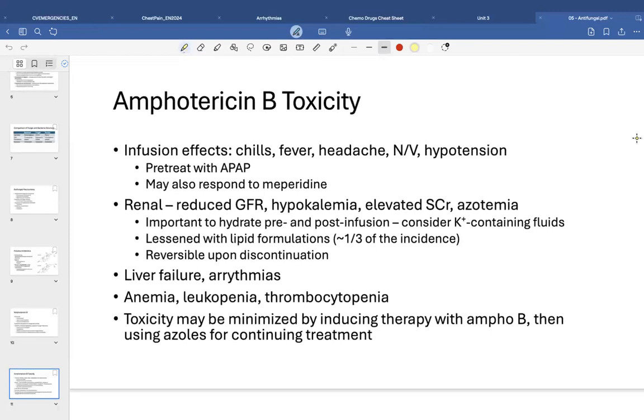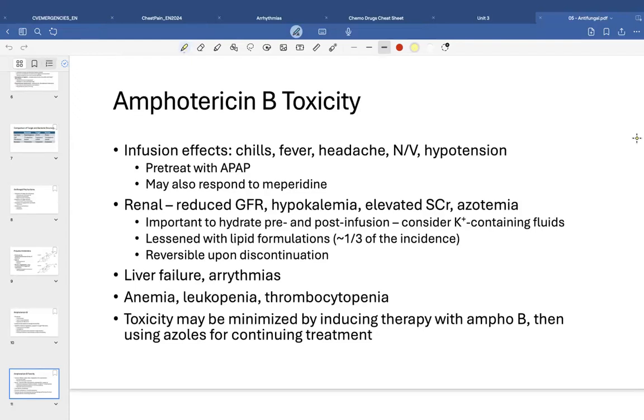Renal effects are the key toxicity. It can reduce your glomerular filtration rate, leading to bumps in BUN and creatinine as well as a drop in potassium. We manage it with fluid hydration, and you can give your higher risk patients the more expensive lipid-based formulations, the Abelcet and AmBisome. These are reversible effects, so when you discontinue, you should see a return to baseline.